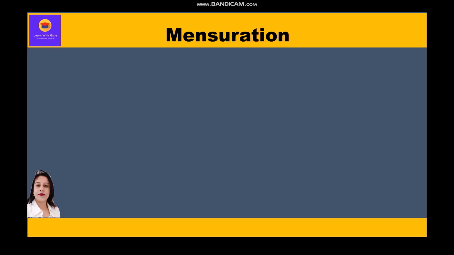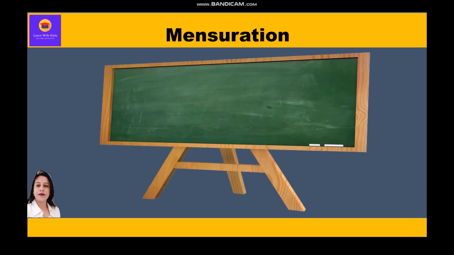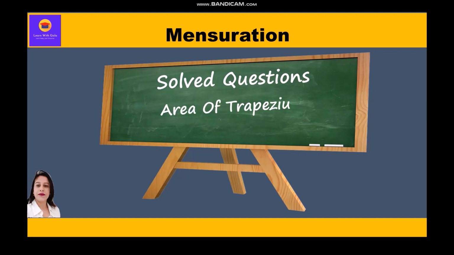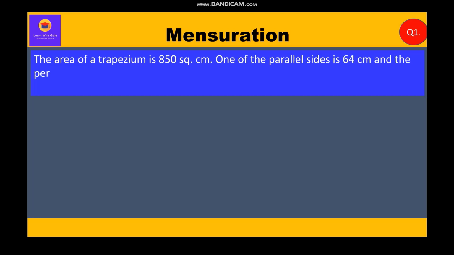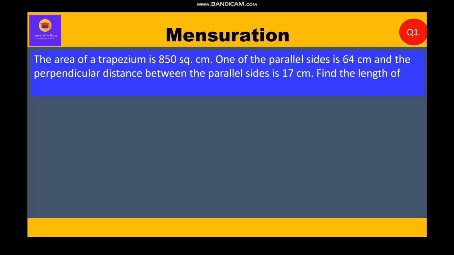Hi everyone. In this video of mensuration, we are going to take up some questions related to area of trapezium. So let's start with the first question. It is given the area of trapezium is 850 square centimeter. One of the parallel sides is 64 centimeters and the perpendicular distance between the parallel sides is 17 centimeter. Find the length of the other parallel side.